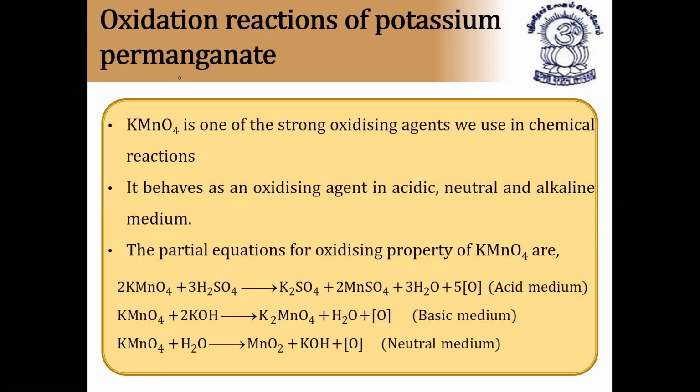Next, oxidation reactions of potassium permanganate solution. As I already told in the previous session, potassium permanganate is used for titration, that is, volumetric analysis. It is used for titrations to estimate the concentration of an unknown solution. So for this, we'll use the titration method to estimate the concentration of the unknown solution.